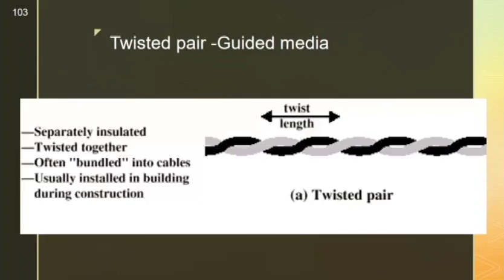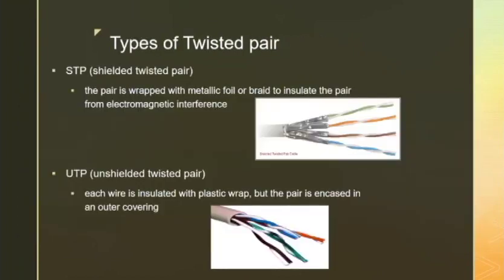Twisted pair. There are many cables or wires twisted with each other. That we call the twisted pair. You know, sometimes the cable we have in a computer lab, those things we call the twisted pair. Telephone cables are also twisted pair cables. So we have two types of twisted pair cables: one is the STP cable and the other is the UTP cable.